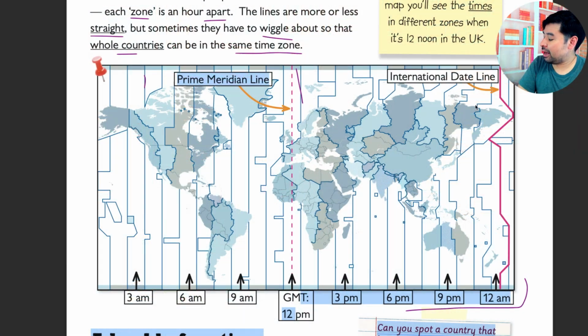Okay, so let's get back. The example here is that it's 12 p.m. in the UK. At the same time, if we go to the other side, we can see that in this line, maybe we have part of Europe, Africa, and some countries. So here it's going to be 3 p.m. And if we continue moving, 6 p.m.